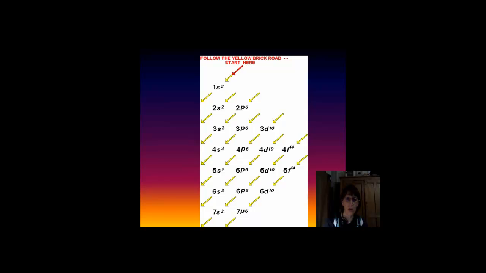Then go to the 3s. It can hold 2 electrons. Then go back up to the top and fill up 3p. But before you go to the 3d, you go down to the 4s. Why? Because the 4s has less energy in it. It requires less energy of the electrons than the 3d does. So that's where that rule comes into play, that they're basically lazy. They're going to fill up the lowest possible energy level first before they go to a higher energy level.